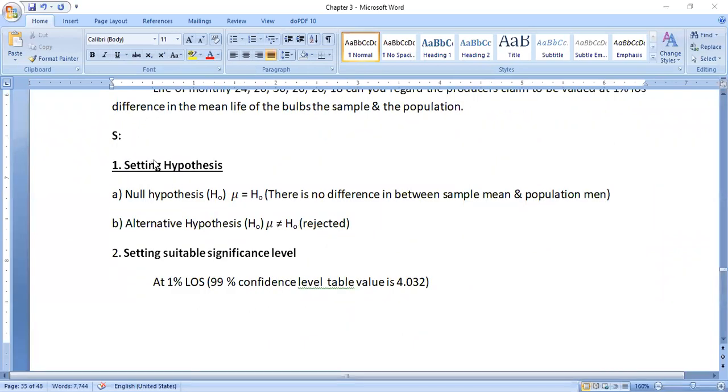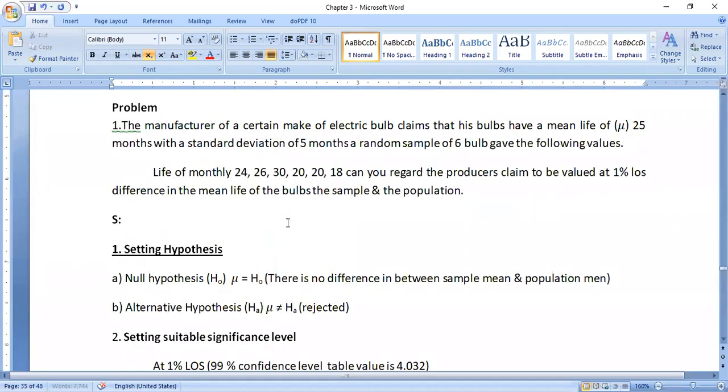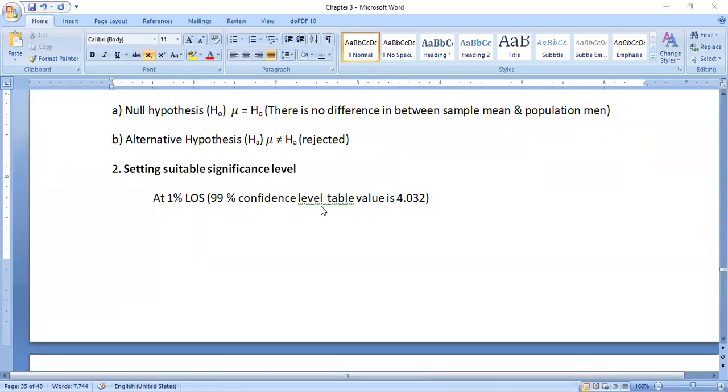First, solution: setting hypothesis. A, null hypothesis, B, alternate hypothesis. H naught: mu is equal to mu naught, and HA: mu is not equal to mu naught, that is rejected. Then setting a suitable significance level. In the given question 1% is clearly mentioned here. Claim at 1% LOS. So we go for 1% LOS, 99% confidence level.